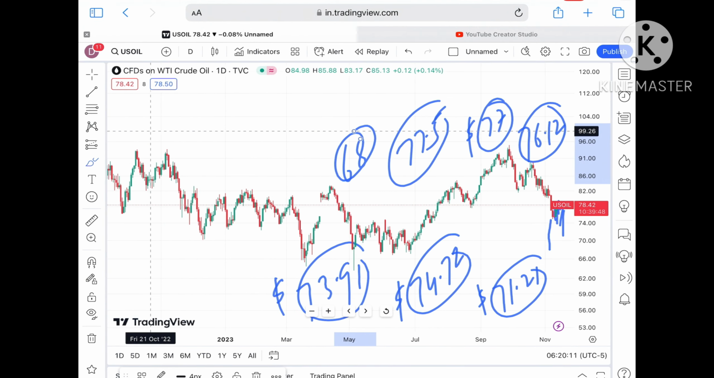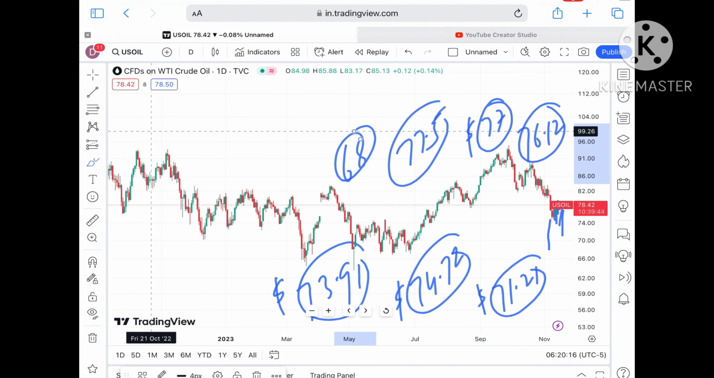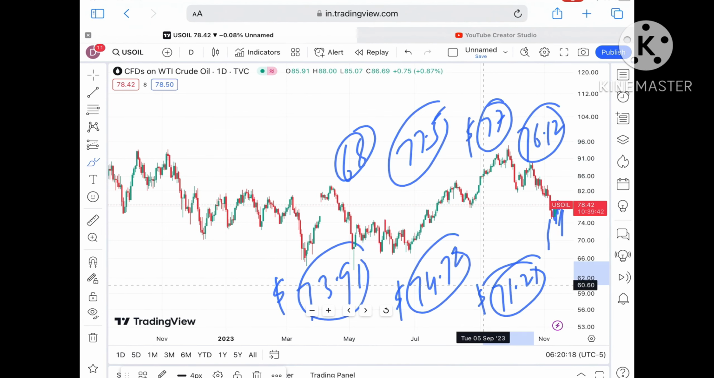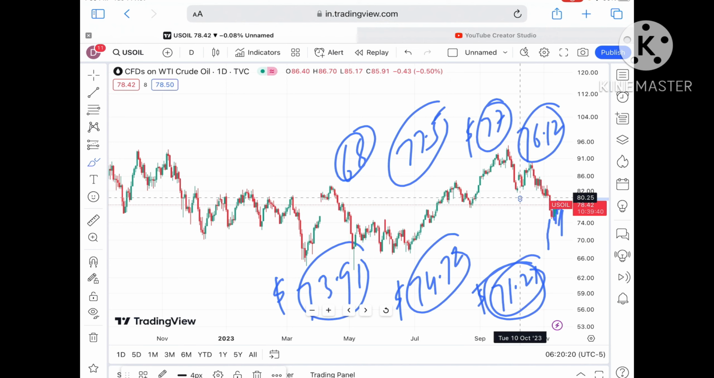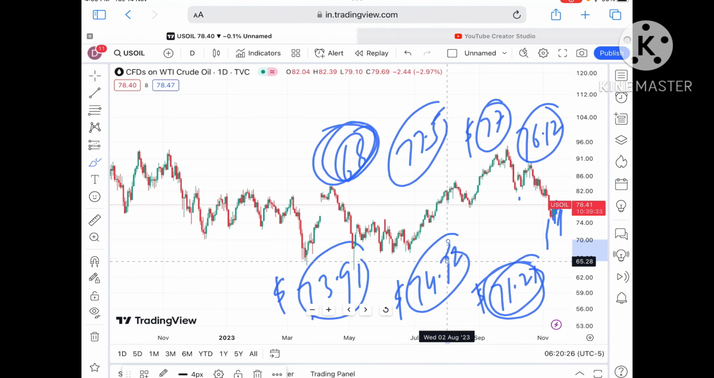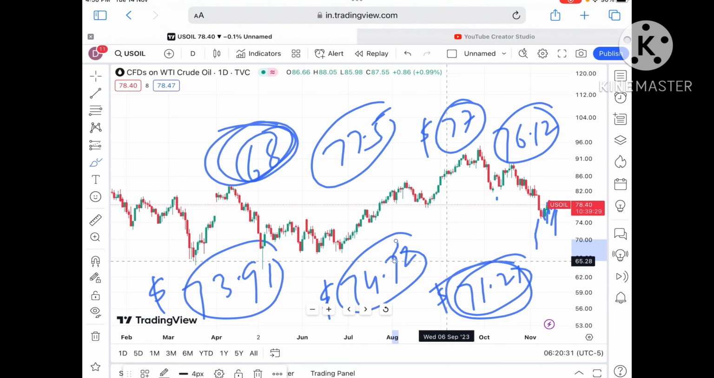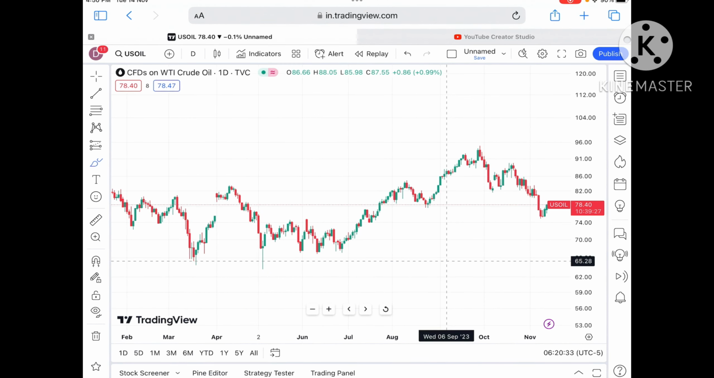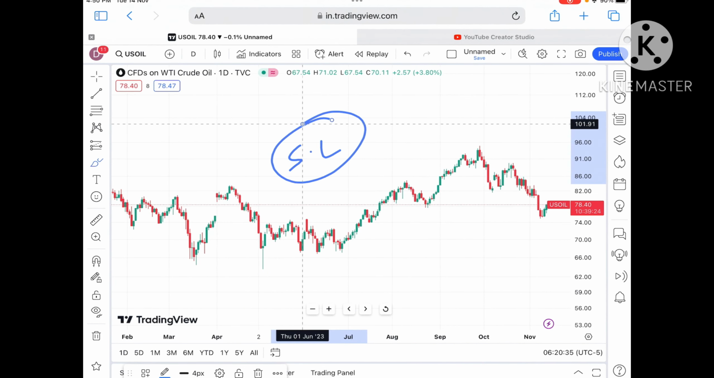$68 is a strong support as of now if the price is moving above that level. Once it goes below 71.21, then $68 we can see, and then it can go further down, and a probability of moving further low if the price falls below 68.